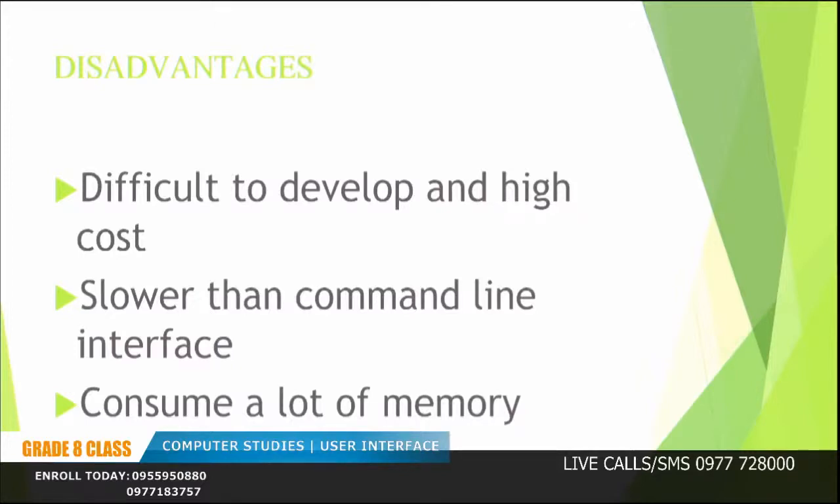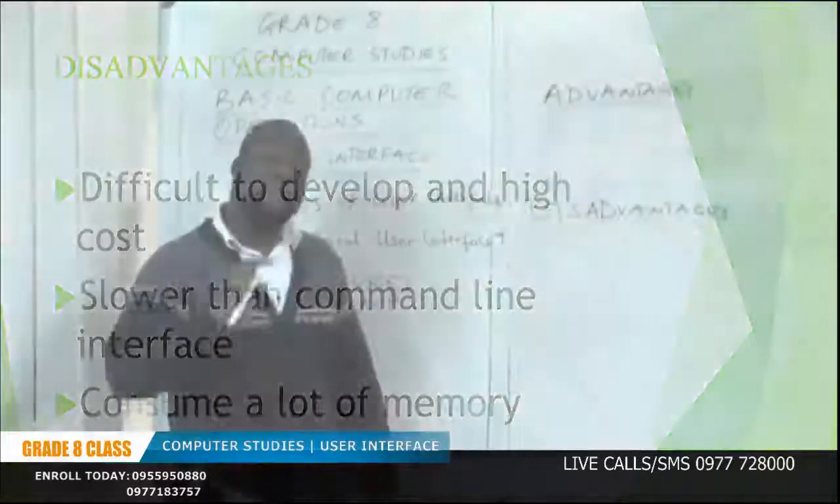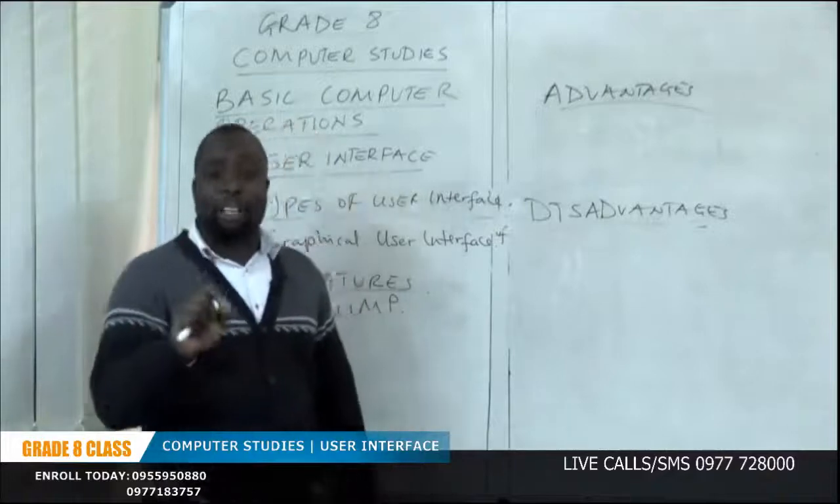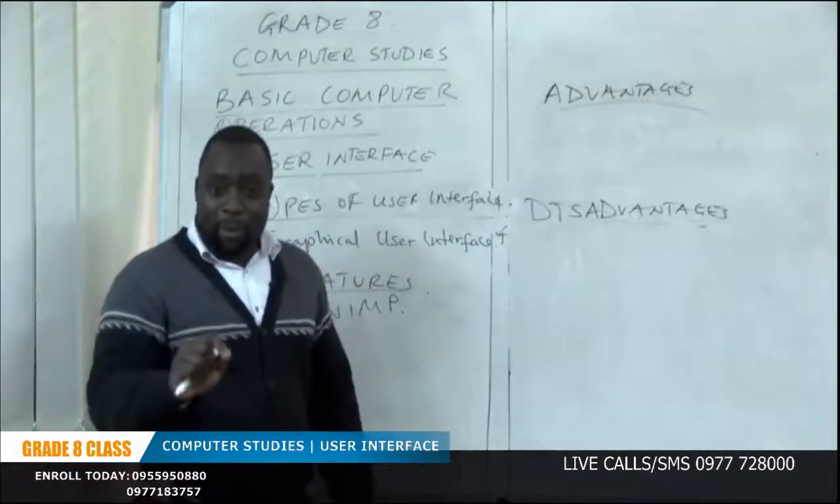For example, the Android phone that you are using just to watch this lesson on Facebook, those features you are able to see, it takes a bit of time, and we also need a lot of money just to come up with those programs. And sometimes it is slower than the command line interface. Then the last one, it also consumes a lot of memory. Learners out there, you need to understand that with a computer, it's very important to preserve memory. So the graphical user interface is one of the interfaces that consumes a lot of memory on the computer.